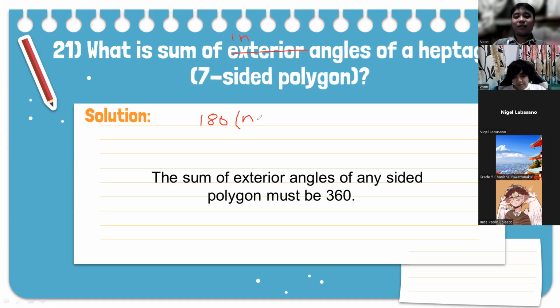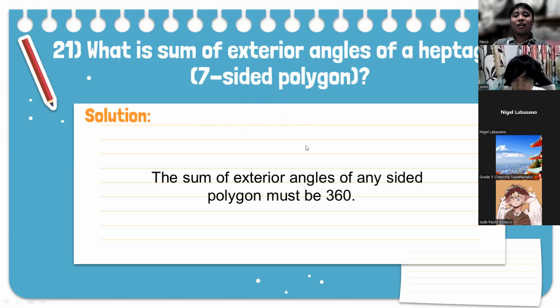n minus 2, right? It's the sum, so you don't need to divide by n. The number of sides is 7, so you just put 7 here, get the answer. So that would have been the sum.